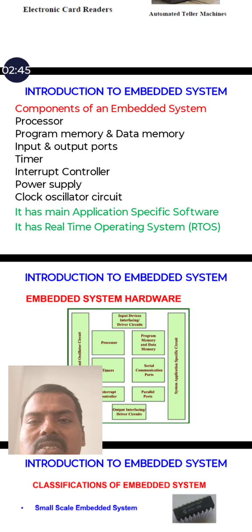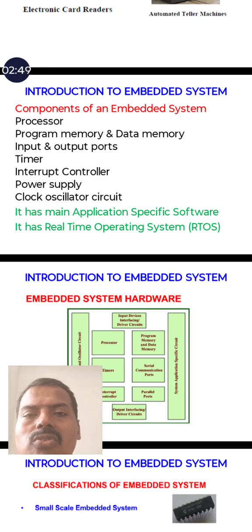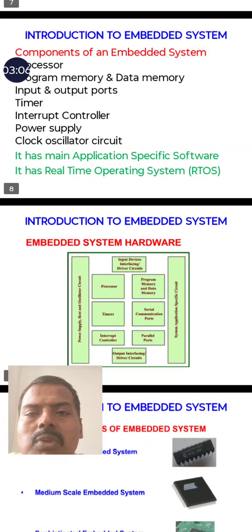The next one, the components of the embedded system. The components or hardware units of the embedded system are the processor. The processor is the heart of the embedded system, whereas the software is the brain of the embedded system. Then followed by the memory, having program memory and data memory. Then the ports, input ports and output ports. Then the timer, the interrupt controller, power supply and oscillator circuit. Then the main application specific software and the real-time operating system. These are the main components of the embedded system.